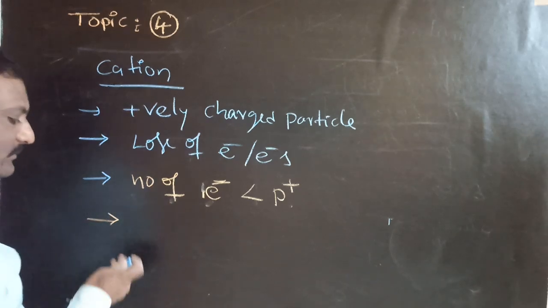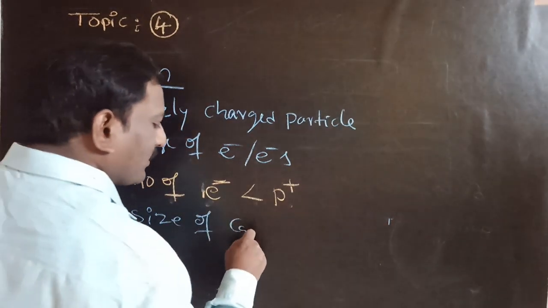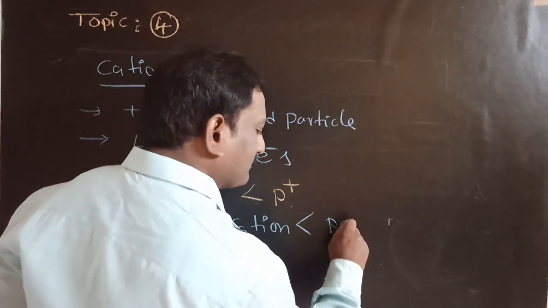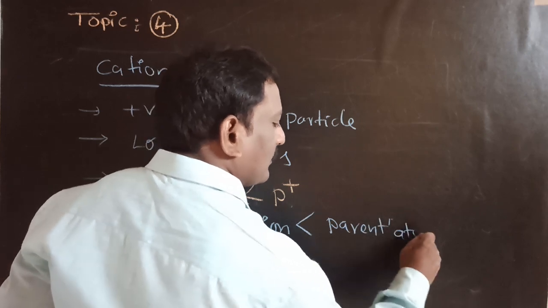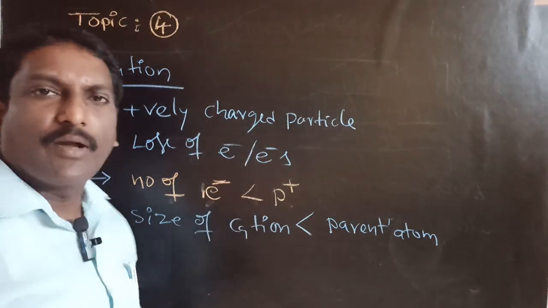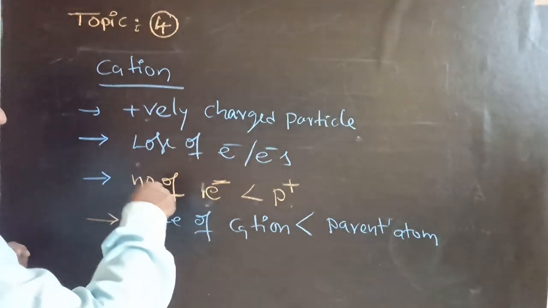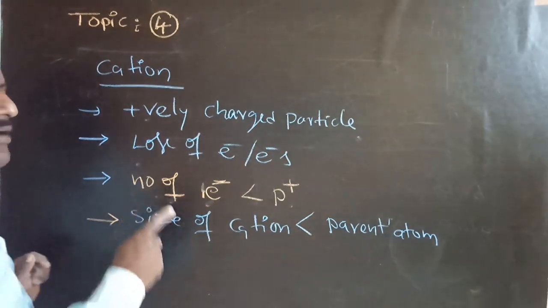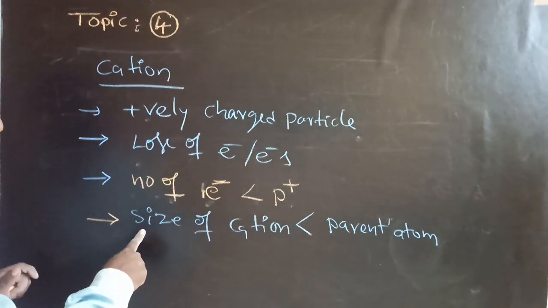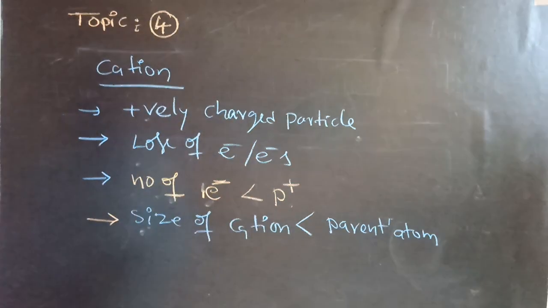In case of cation, the size of cation is smaller than that of its parent atom. First of all, please make a note of all the points. I will explain one by one with a number of examples. So cation: positively charged particle. It is obtained by the loss of electron or electrons. The number of electrons in cation is lesser than the number of protons. Next one, the size of cation is always smaller than that of its parent atom. Next point.